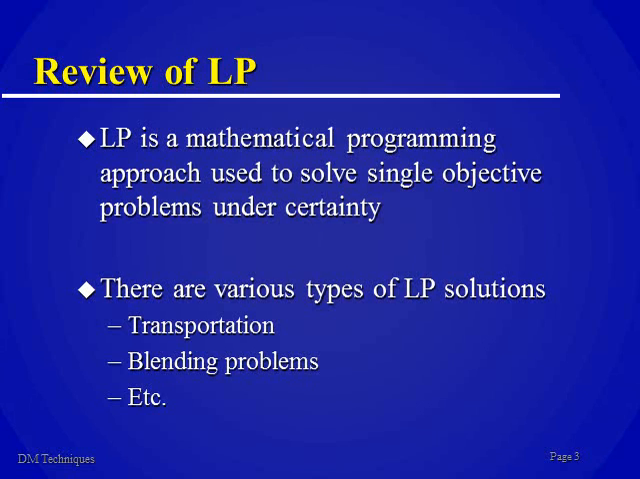There are various types of linear programming solutions. We have linear programming solutions for transportation problems. An example there would be to minimize waiting times of cars in an intersection, for example. We have blending problems and so forth. And what we're doing with linear programming is that it's an optimization technique that has a linear objective function and a set of linear constraints as well.